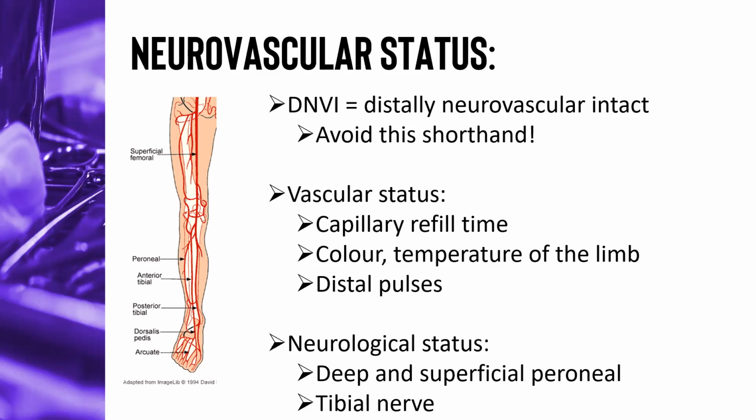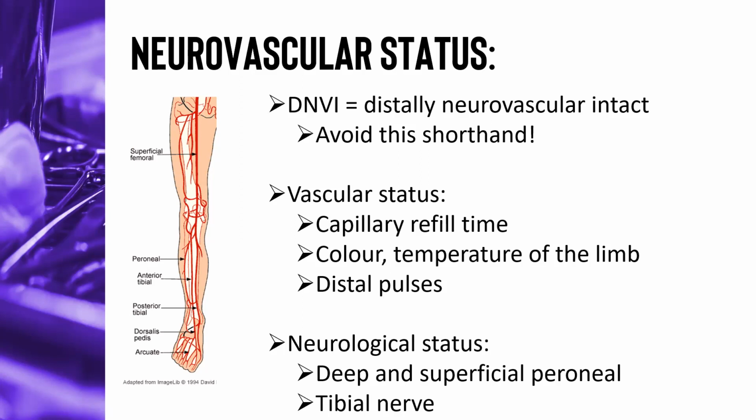And finally, the neurological status. So the nerves you want to test for, those distal branches of the sciatic nerve. You've got your deep and superficial peroneal nerve and the tibial nerve. In terms of examinations for this, I would advise just having a quick look at a textbook before re-examining or making a note of it so you can remember this in person.